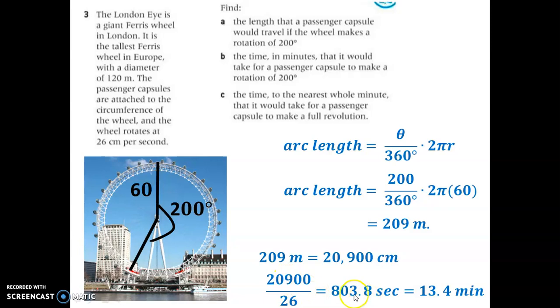That's a lot of seconds, but the answer is supposed to be given in minutes, so we take this number divided by 60, because there's 60 seconds in a minute, and that gives us here 13.4 minutes.